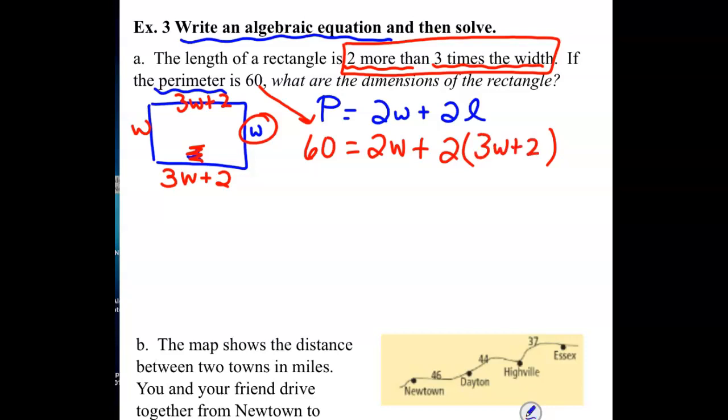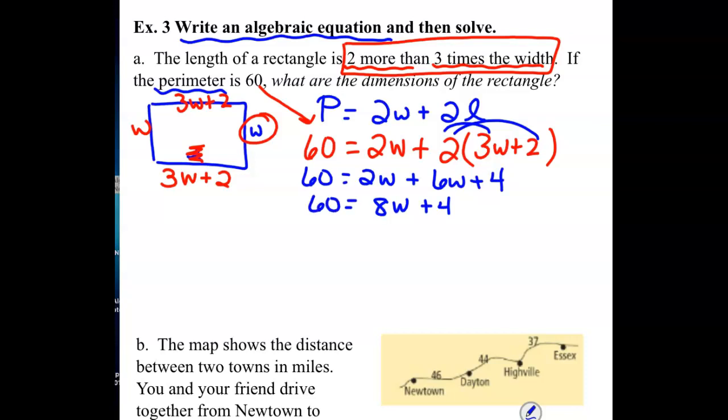All right, now it's an equation like the ones we've been solving. So we're going to go ahead and distribute. We end up with 6W plus 4 for the end of that side. Then we're going to combine like terms. 2W plus 6W is 8W. I'm going to subtract the 4 to get 56. And then I'm going to divide out the 8, which gets me 7.